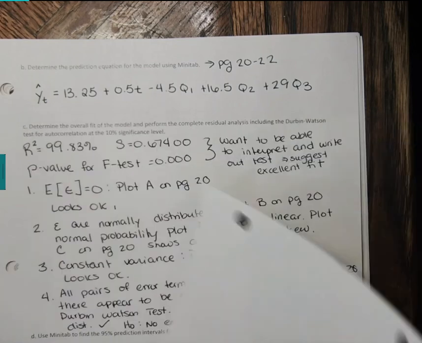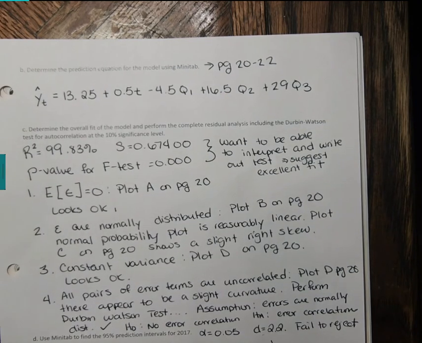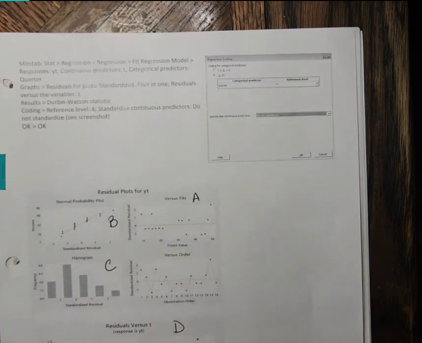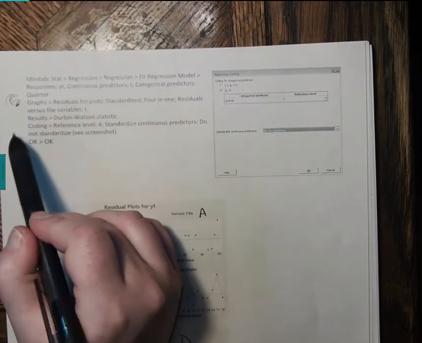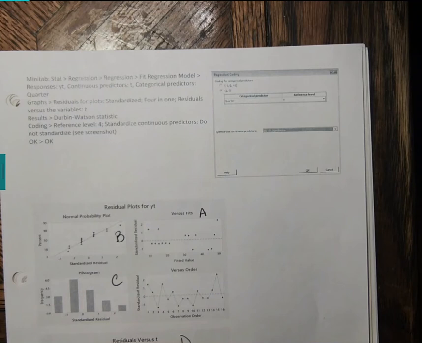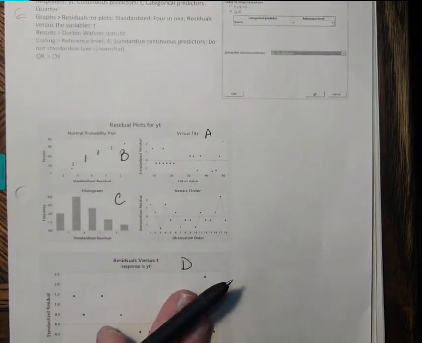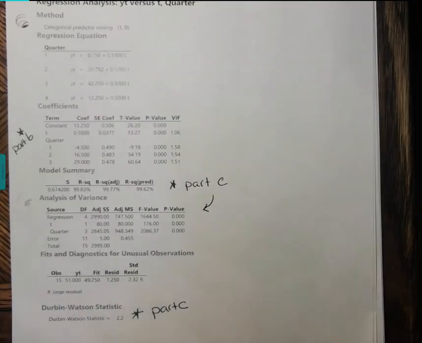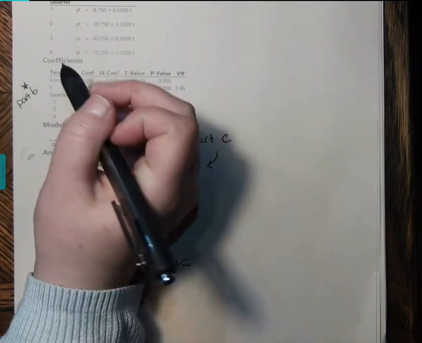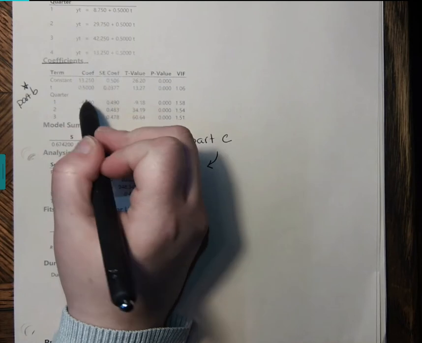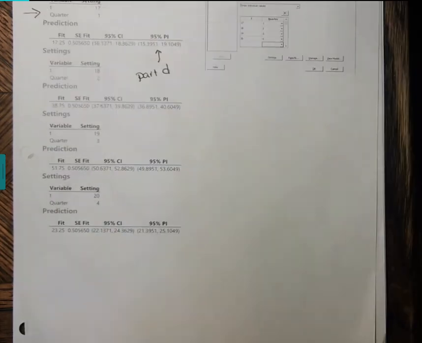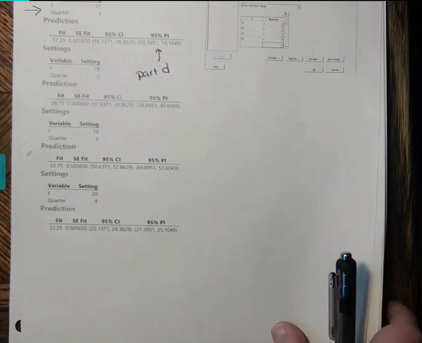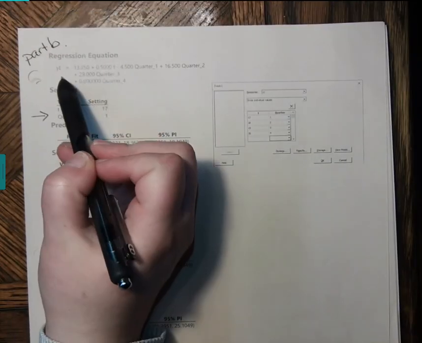All right, so let's go through and look at our Minitab output. Again, this occurs on pages 20 through 22. Here on the top of page 20, we have how to fit this model in Minitab. And then we've got some plots, and these are going to help us with our residual analysis, so we'll come back to these. On page 21, you'll notice under the coefficients, we have the different values needed for the prediction equation. Alternatively, if you turn to page 22, we also have our prediction equation right here.